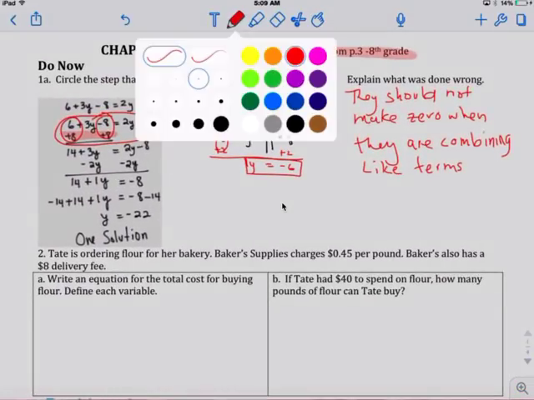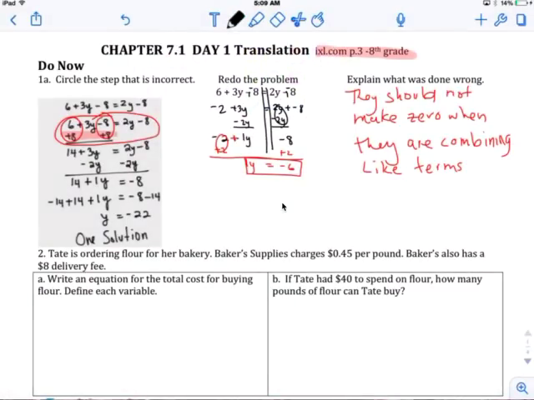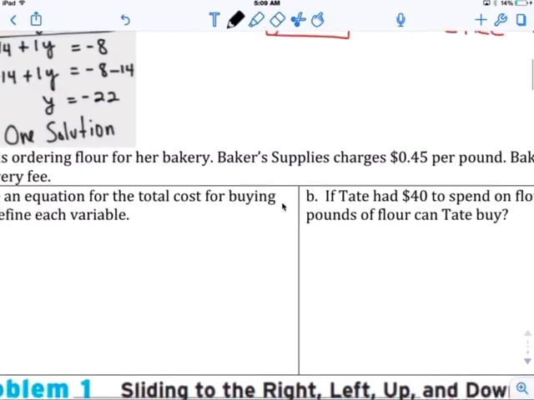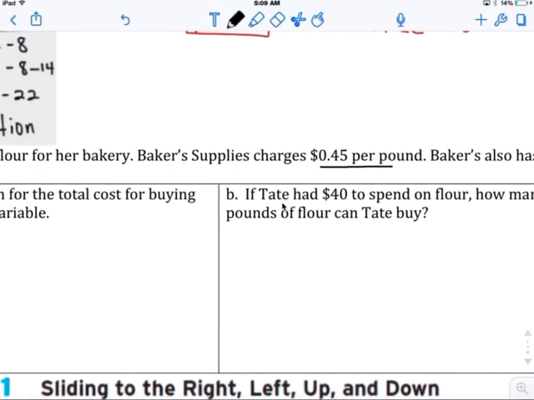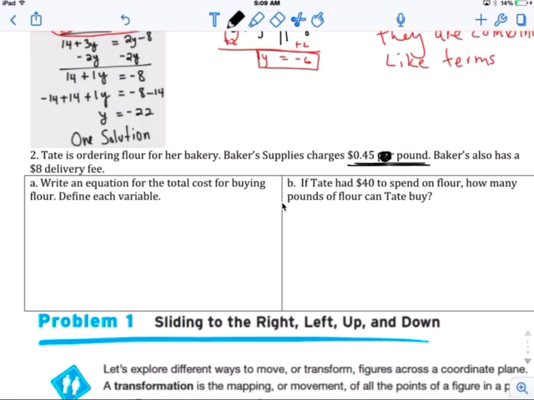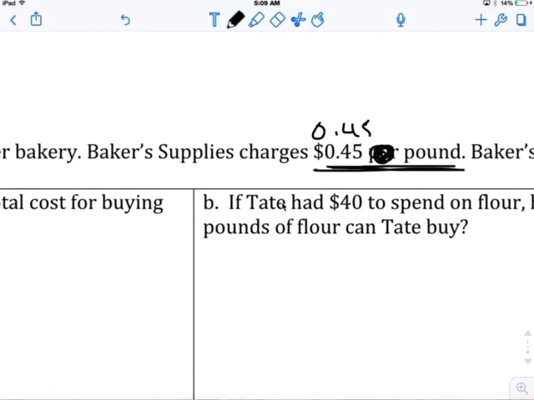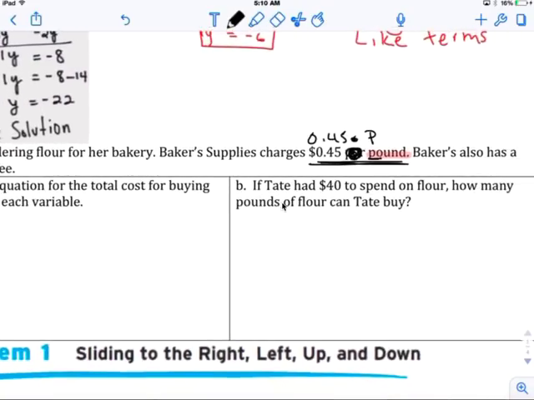Now number 2. Oh, I should have stuck to black. Sorry. Tate is ordering flour for her bakery. Baker Supply charges 45 cents per, means times, pound. So this is 0.45 times P for the number of pounds she's buying. Not just pound, but number of pounds. Charges the number of pounds they're buying.